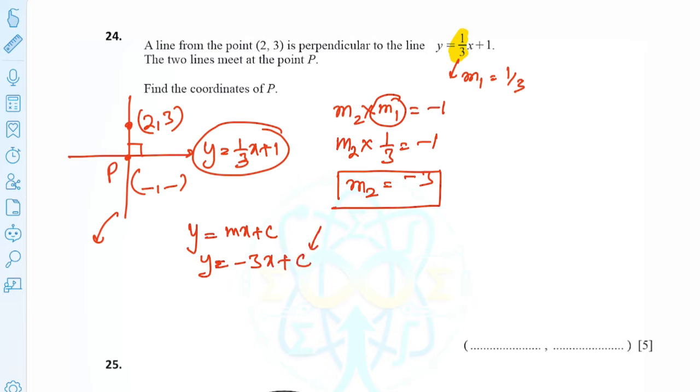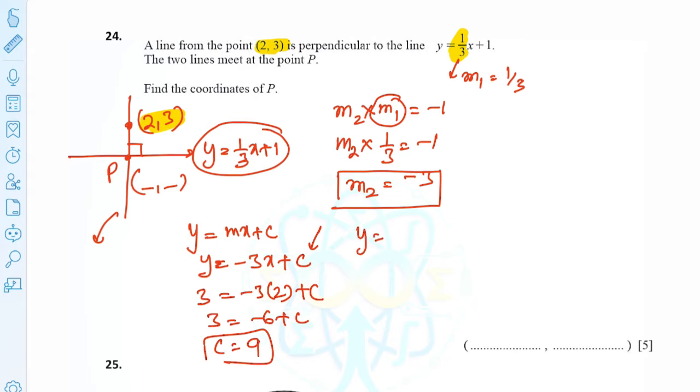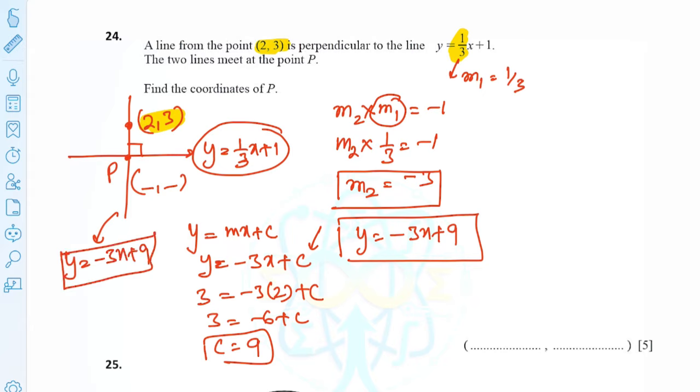To find the value of c, I will take the help of the point, because the line passes through (2, 3). So instead of y, I put 3, and minus 3 times 2 plus c. So 3 equals minus 6 plus c. If you rearrange it, you get c equals 9. So this equation is y equals minus 3x plus 9. So we have two equations: one is given, and the second we found.